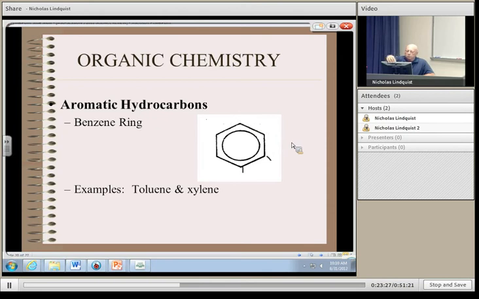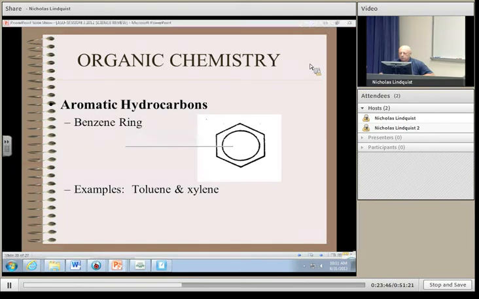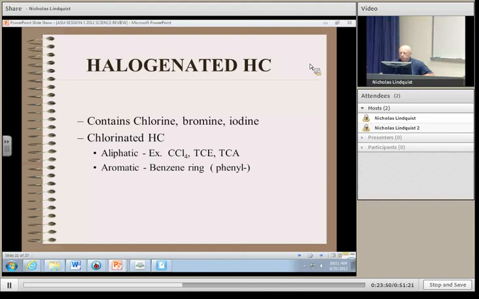We can also have aromatic chlorinated hydrocarbons. We would start off with the benzene ring, and for chlorinated aromatic hydrocarbons, we'll often see the name phenol written here. So anytime you see that name, you know that there's a benzene ring involved. A good example of that would be polychlorinated biphenyls. We know that we're dealing with benzene aromatic hydrocarbons.